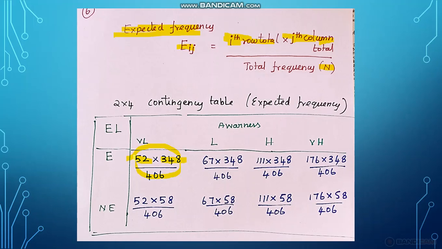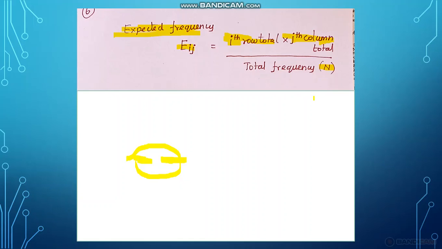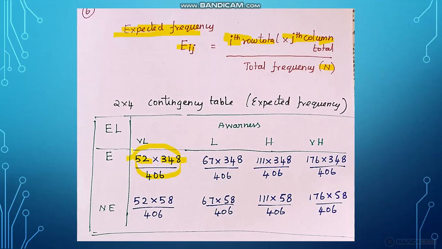The first column total is 52. See here, the first column total is 52, and the first row total is 348. So E11 is the first row total into the first column total, divided by 406. 406 means the total frequency. Similarly, you want to find E12. E12 means the first row total into the second column total, divided by 406.